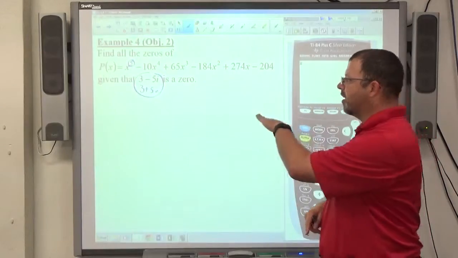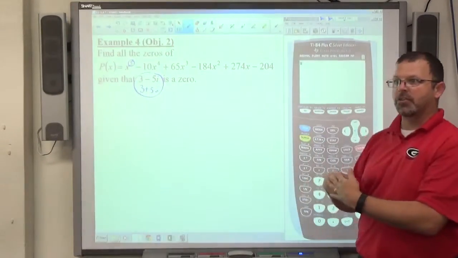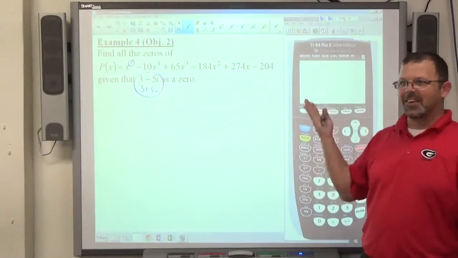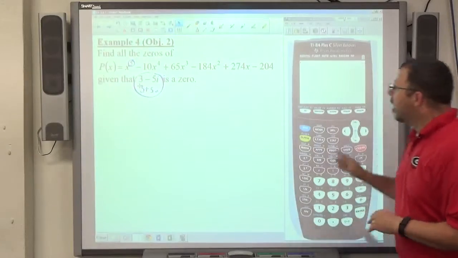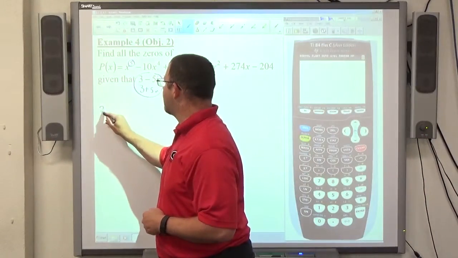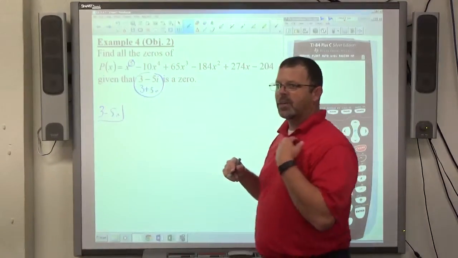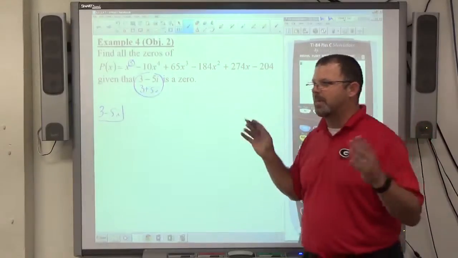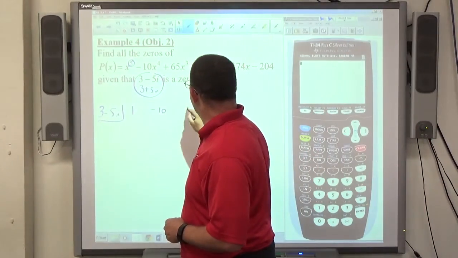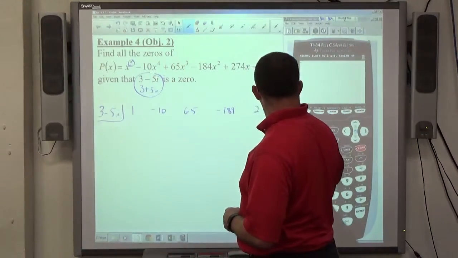So again, use the answer they gave me along with its complex conjugate to reduce to a cubic function. The cubic function hopefully has something smaller than 204 as the last term there. Basically I just have to set up my synthetic division. So 3 minus 5i, take one. It doesn't matter which one. I'm going with the one they gave me as my first one. I could just as easily start with 3 plus 5i. It doesn't matter. My coefficients are 1, negative 10, 65, negative 184, 274, and negative 204.